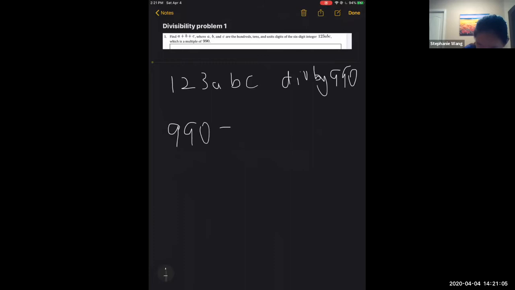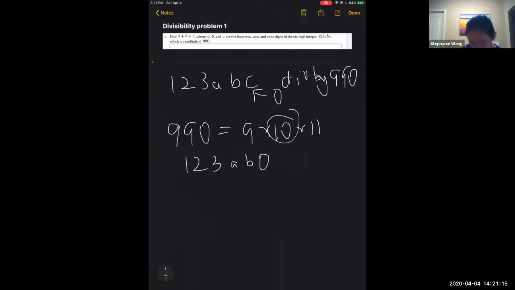So 990 is going to be equal to 9 times 10 times 11. Well, we know that for 10, C has to be 0. So our number now becomes 123AB0. So let's think about the divisibility rule for 9 real quick. We know that 1 plus 2 plus 3 plus A plus B has to be a multiple of 9. So 6 plus A plus B is going to be equal to a multiple of 9, so 9m.